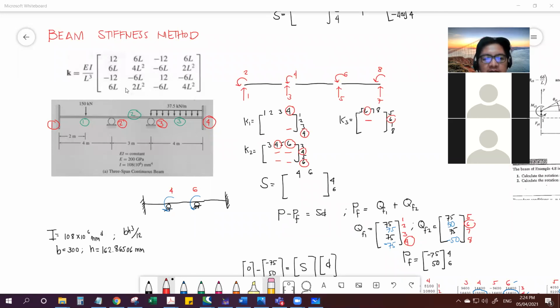So this is the one for the beam. Can you derive this stiffness matrix? It is 4 by 4 also, just like the axial member. You can derive this using slope deflection. Okay, let me show you.